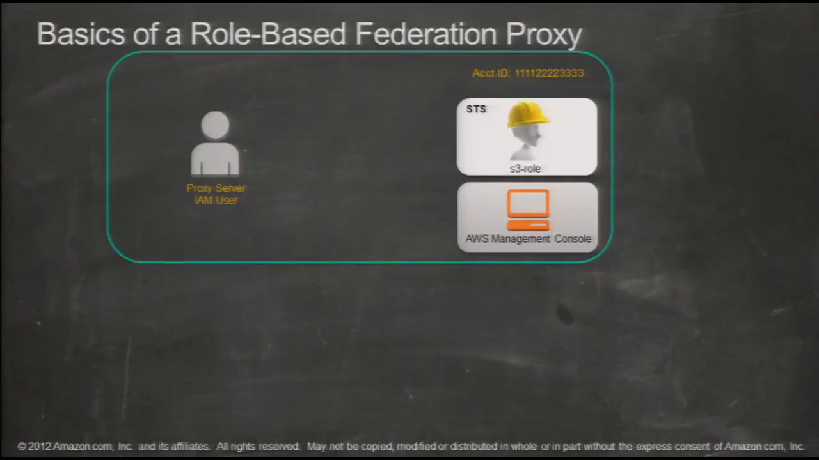So when we looked at cross-account access, that was how you had to configure it when you were working across two distinct accounts. When we're doing federation, it's actually using roles within your account, so it's a little bit different. In this case, I have a proxy server, and that has an IAM user with a set of long-term credentials. And that user is going to assume roles within the same account. In this case, I show we have an admin role, and we also have an S3 role.